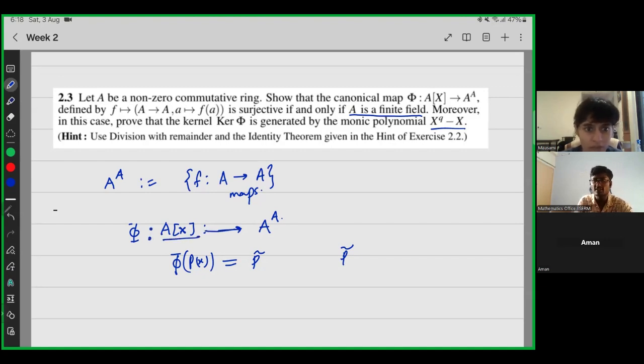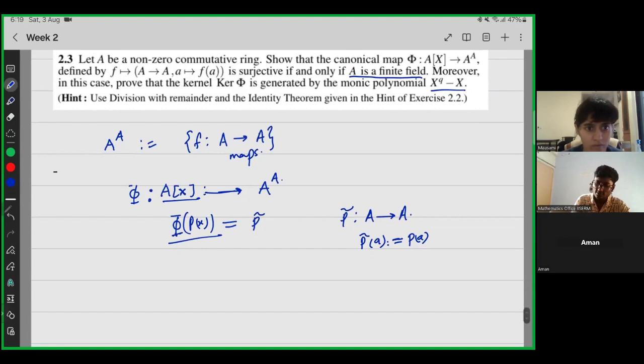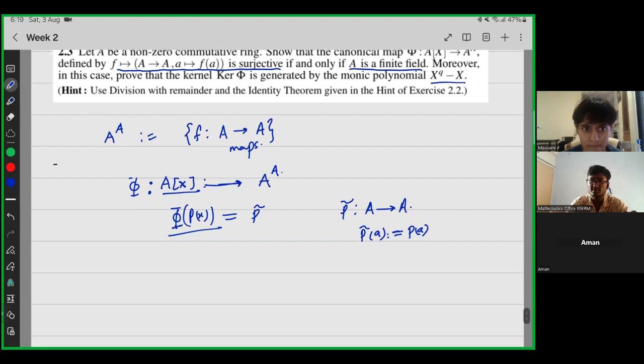Define that. So phi of p(x), I'm writing as p tilde, where p tilde is a function from A to A. p tilde of a is nothing but p of a. Polynomial functions, simple. So it is surjective means every function is a polynomial function. The first part of this equivalence is saying that every function from A to A is a polynomial function if and only if it is a finite field.